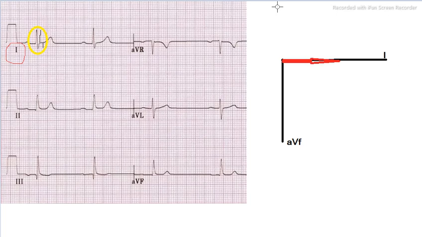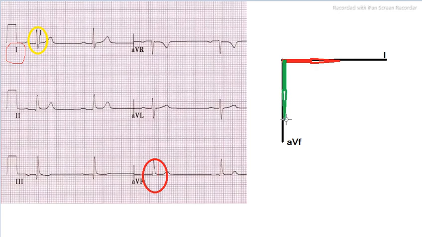Now we look at AVF. Here you have our AVF, isn't it? In AVF you look at the QRS complex. So this is the QRS complex here. You see the positive R deflection extends up to here. So again it is positive, isn't it? So when we draw that vector in AVF, let's draw this vector in green color.